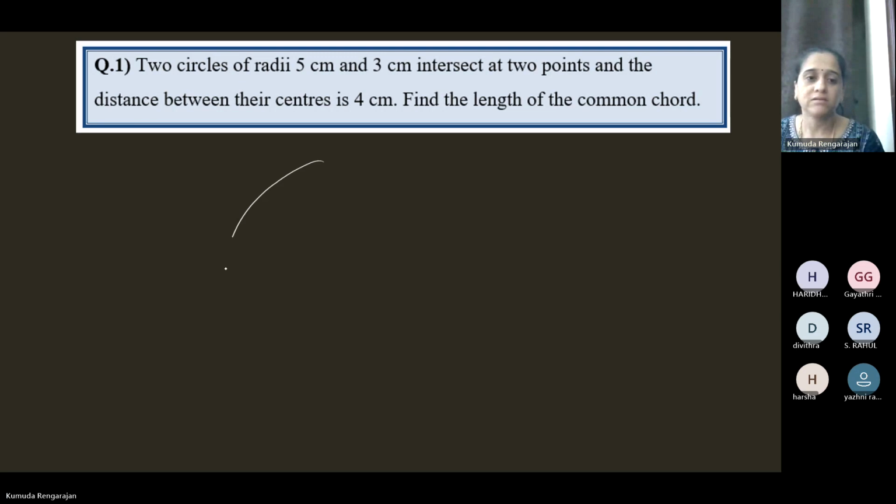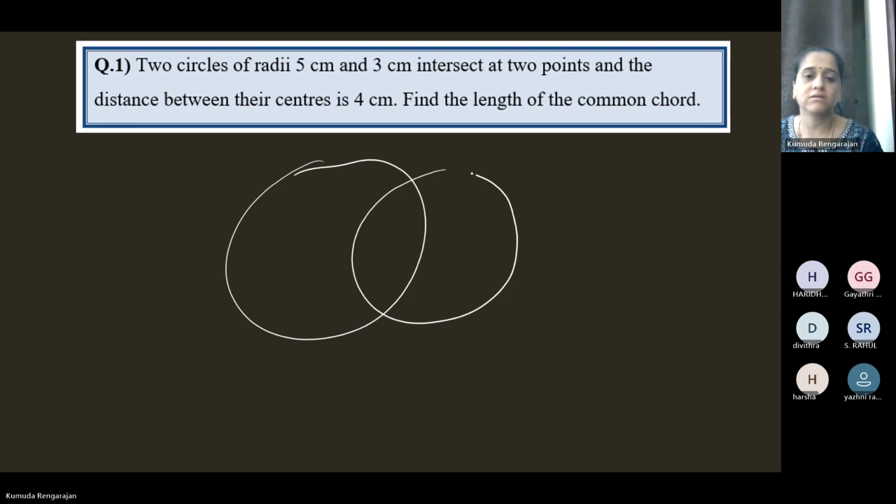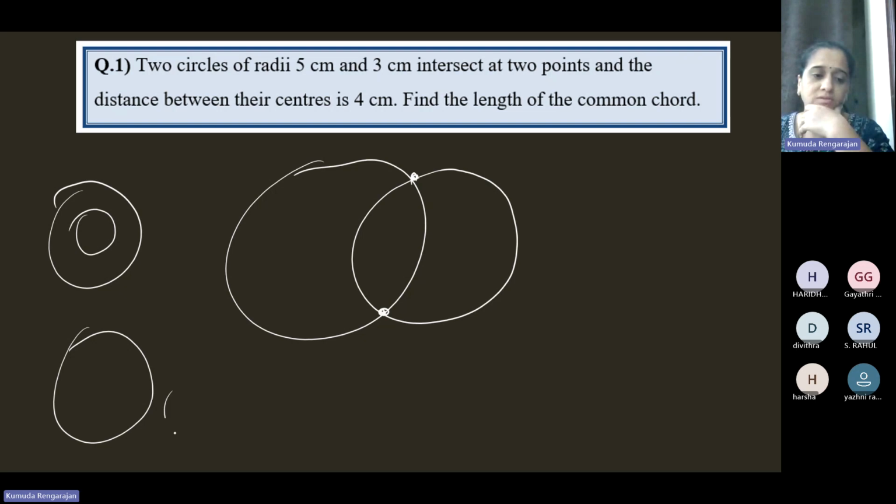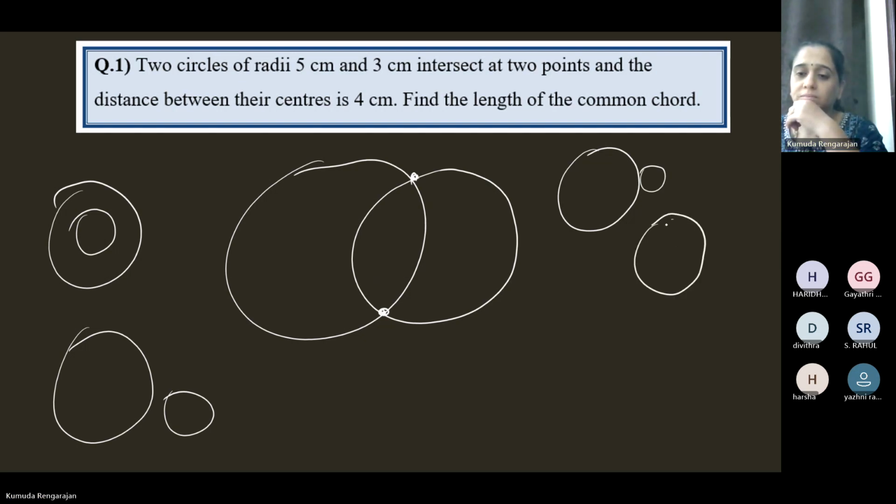Intersecting circles have 2 points in common. So there can be two or more circles with no point in common, like this. There can be circles with only one point in common, called touching circles. They can touch internally or externally. And lastly, we have intersecting circles, which have 2 points in common. See, these are the points of intersection.